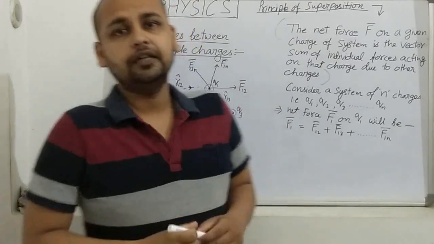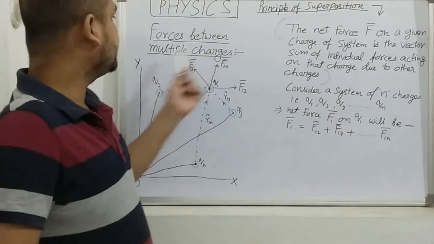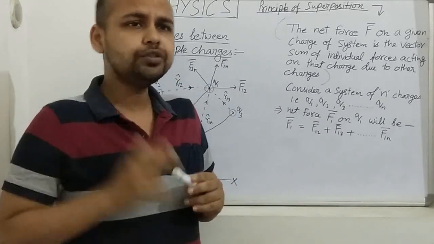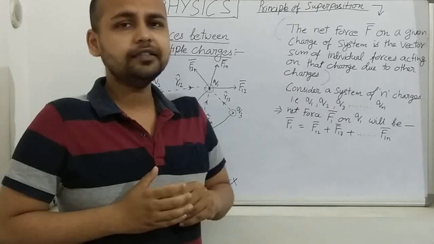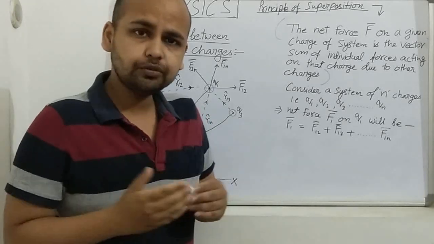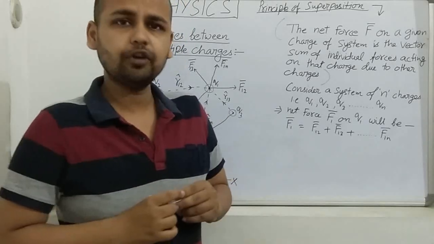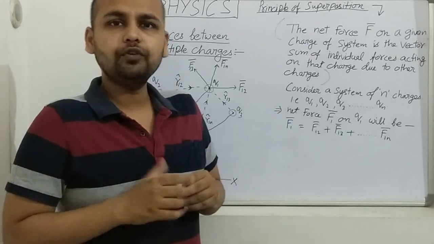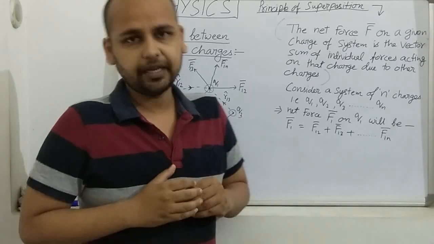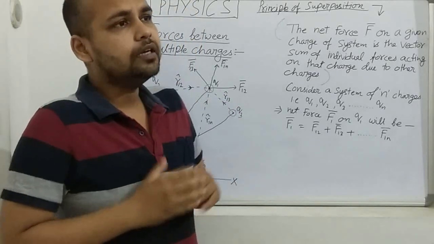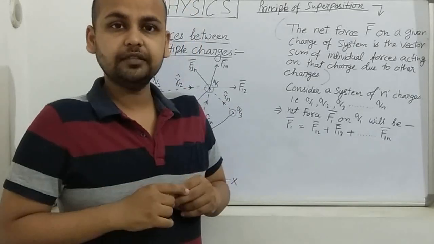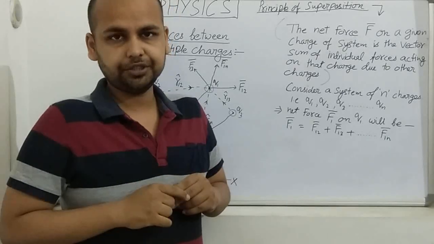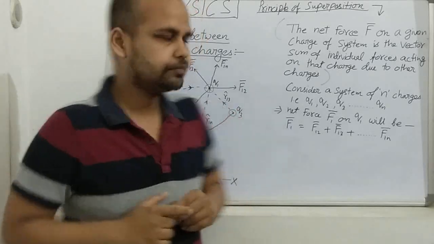Hello everybody. We are going to see forces between multiple charges. I have told you that if in a system there are two charges present, then we can find the electrostatic force existing between those two charges by applying Coulomb's formula, which is F is equal to Q1 Q2 upon 4 pi epsilon R square. But if in a system there are more than two charges, then how can we find the net force on a particular charge? We are going to see that.